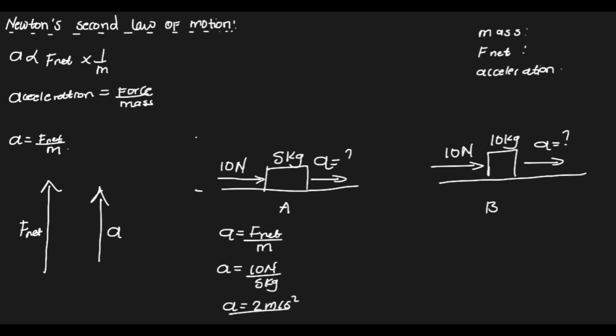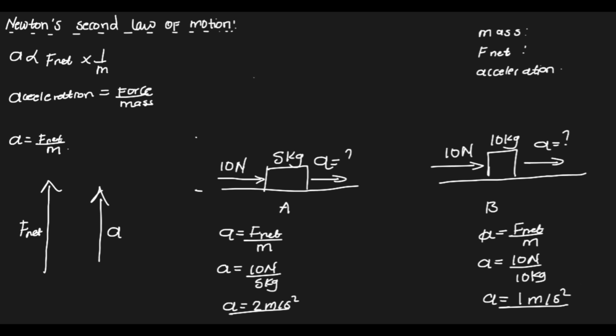Then we can also find the acceleration for part B, where the acceleration is equal to the same formula, net force divided by mass. So the force remains 10 over the mass of 10 kg. So if we divide 10 into 10, we are expecting to have 1 meter per second squared.